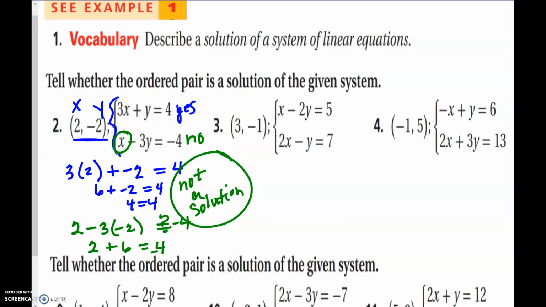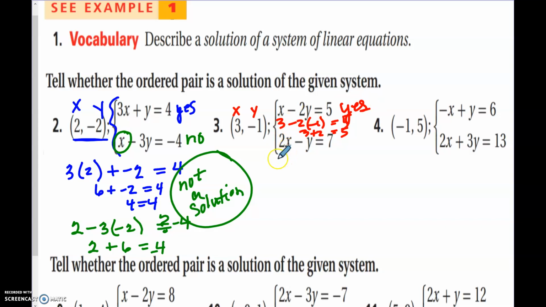All right, let's check out the second one. They want to know this time if 3, negative 1 works. So in place of x, I'm putting a 3, and in place of y, I'm putting a negative 1. And we want to know if that equals 5. Well, negative 2 times negative 1 is a positive 2. So we have 3 plus 2 equals 5. And the answer is yes, it does work for that ordered pair.